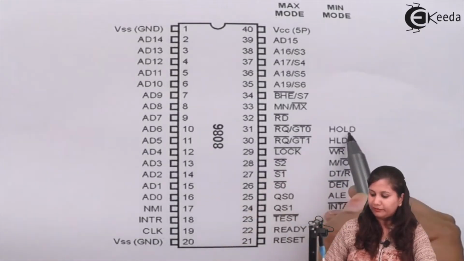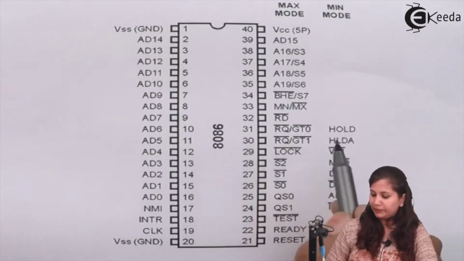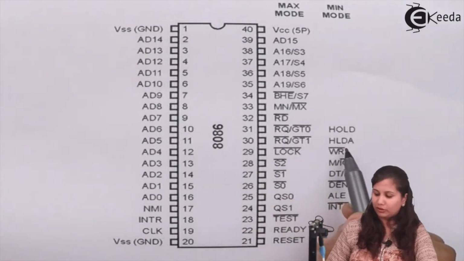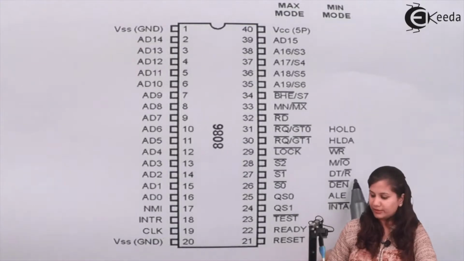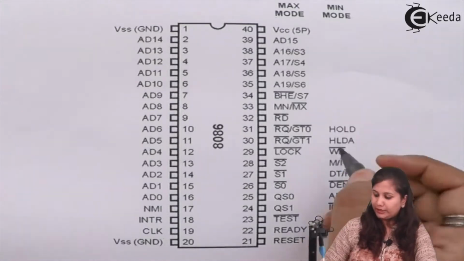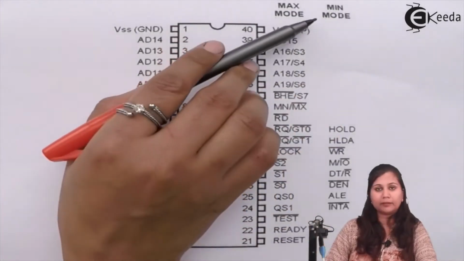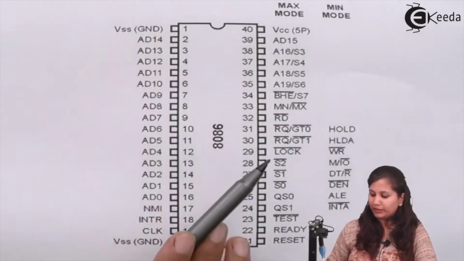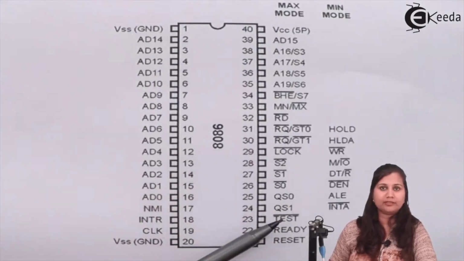Like pin number 31 in minimum mode will act as the hold signal. Pin 30 will act as HLDA, hold acknowledge. Then write, this is for memory and input output operation. This is data transmit and receive. Then this is data enable, this is address latch enable, and this is INTA. So these signals will work when the 8086 is operating in the minimum mode. In maximum mode these pins will work as RQ/GT, not the signals which are written here.